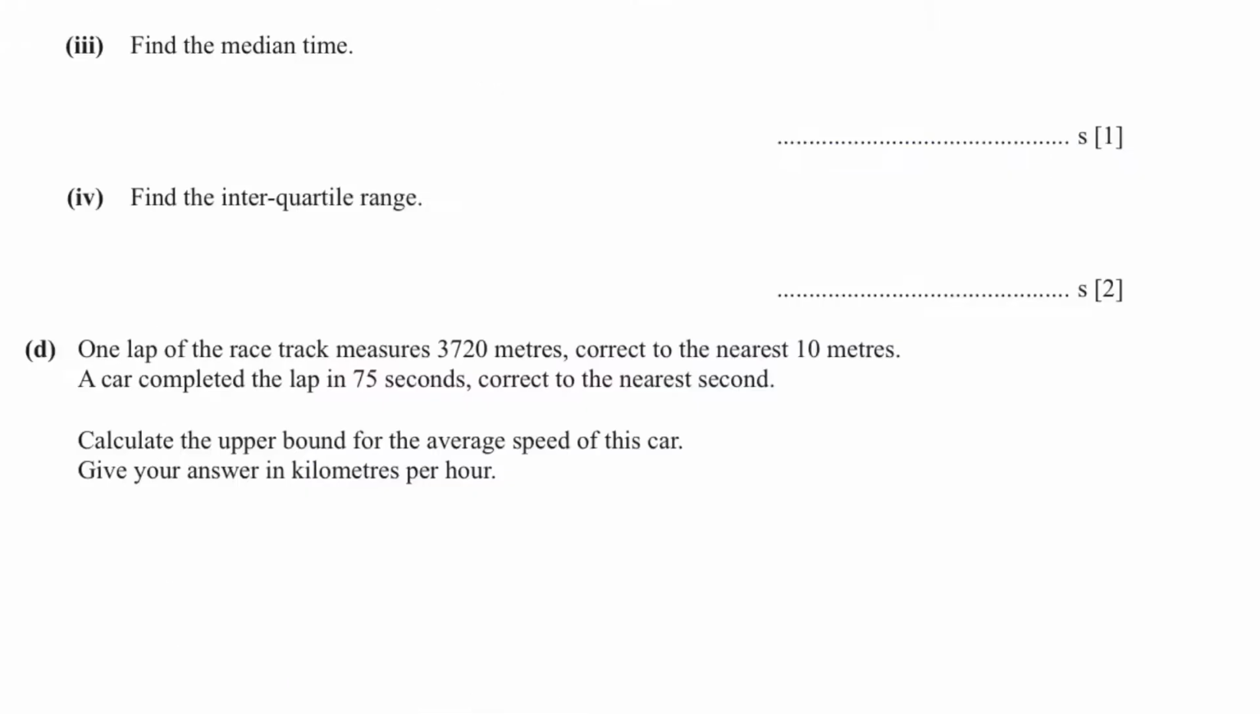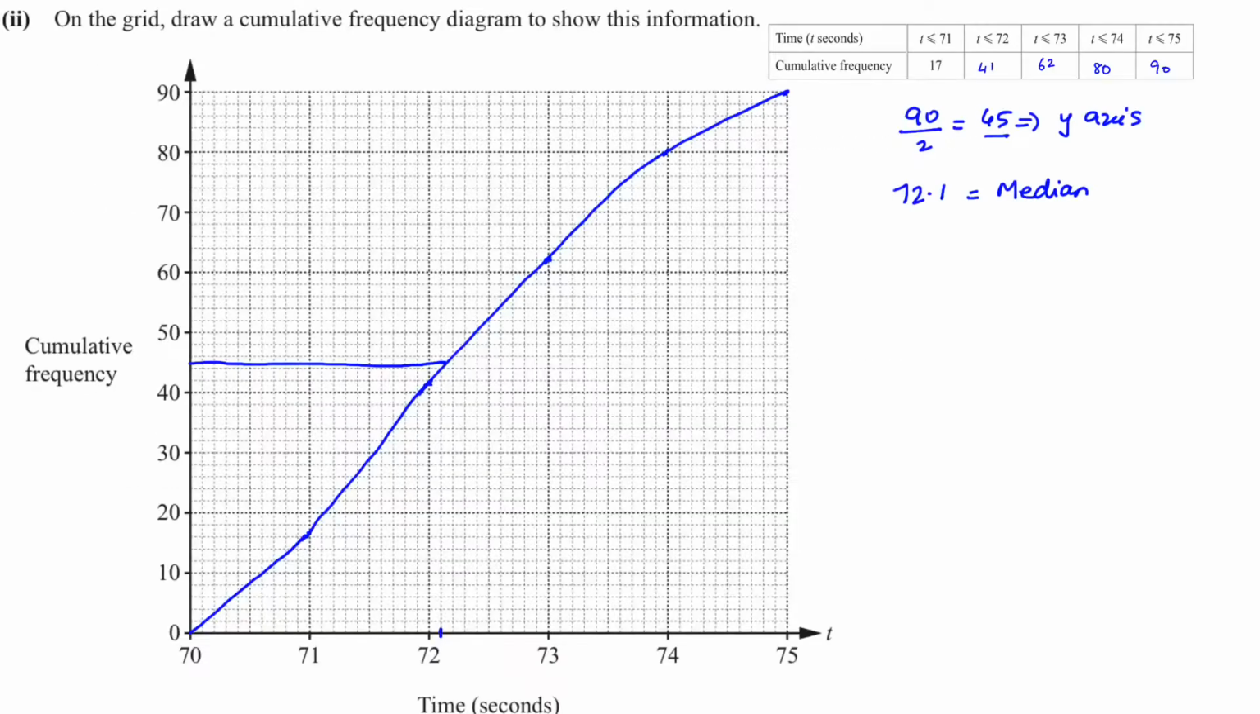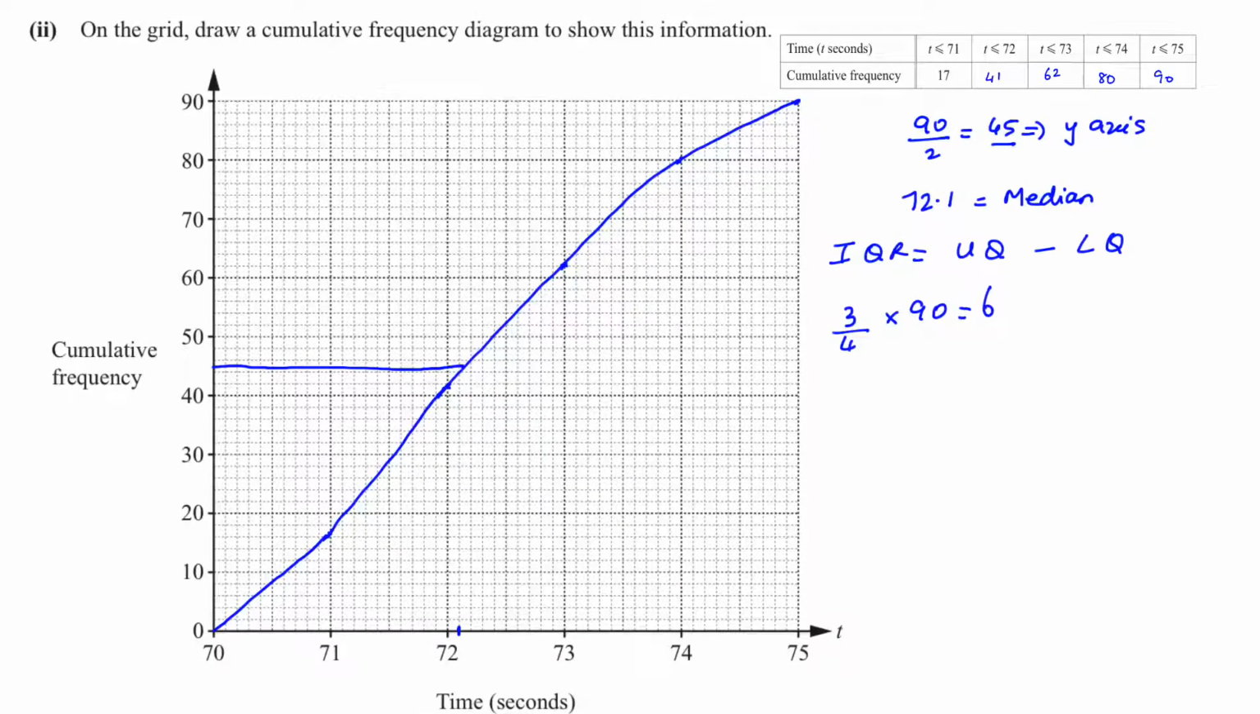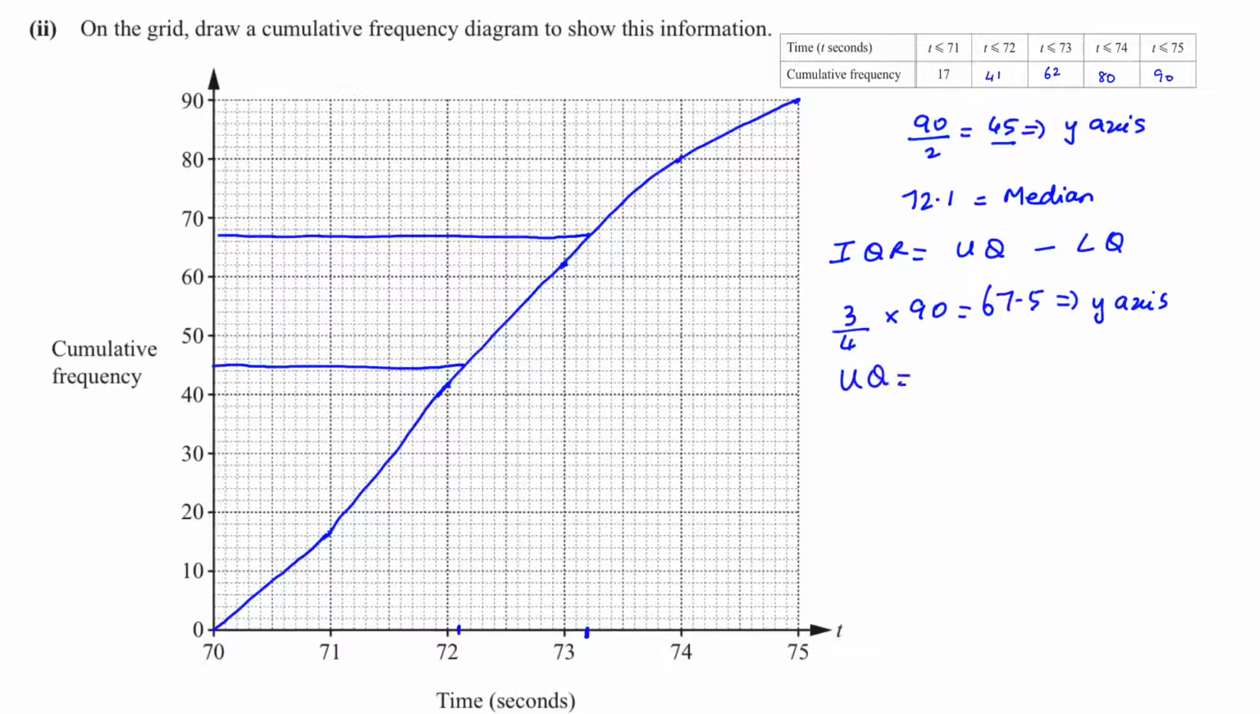Next question, find the interquartile range. To find the interquartile range, we need to find the upper quartile and from that subtract the lower quartile. For the upper quartile, we have to multiply the frequency by 3/4. And you will get 67.5. Again, this is on the y-axis. This is the cumulative frequency that you get. And you have to find the corresponding time in seconds. So 67.5, 62, 60. And the corresponding x value is 73.2. So the upper quartile is 73.2.